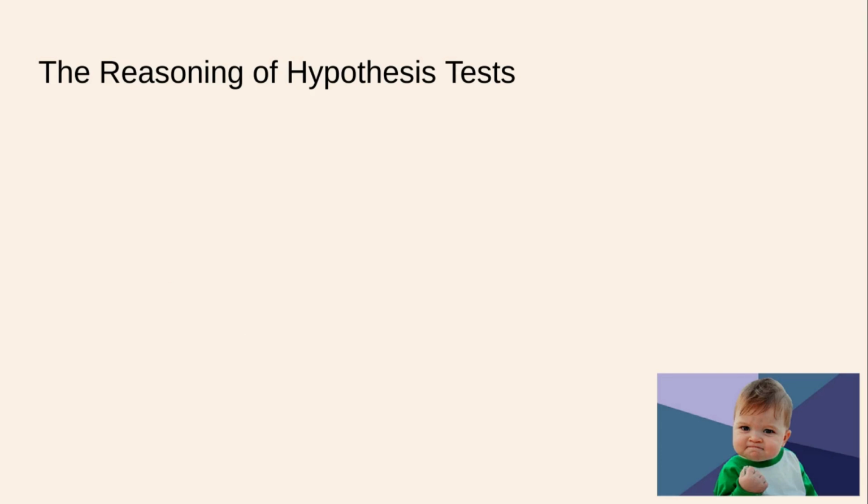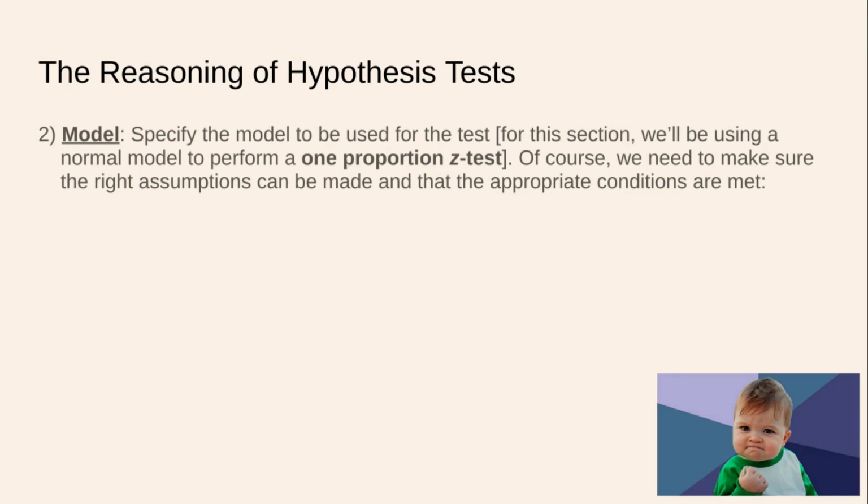Now let's move on to what's Success Kid doing? Well, we'll see why he's there in just a moment. We're going to talk about modeling. All right, now this kid right here at the bottom right is modeling success, but let's see what we're modeling. Specify the model to be used for the test. For this section, we're going to be using a normal model, and we're going to be performing a one proportion z-test for the population proportion. So it's a z-test for the population proportion, or we could just say one proportion z-test.